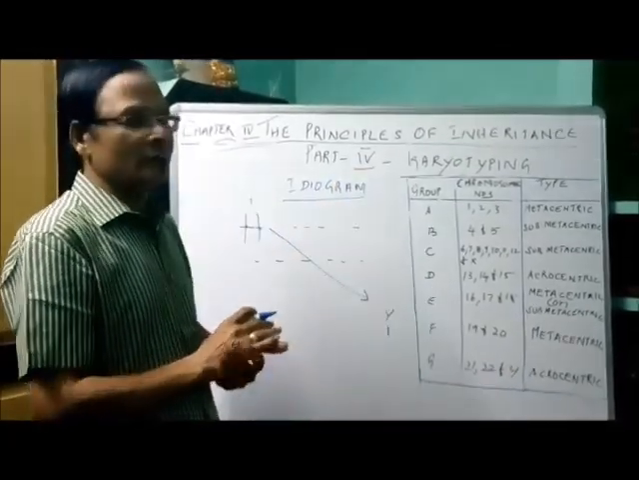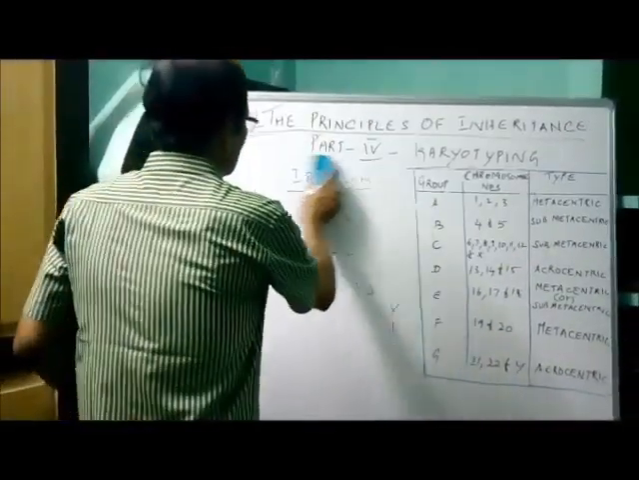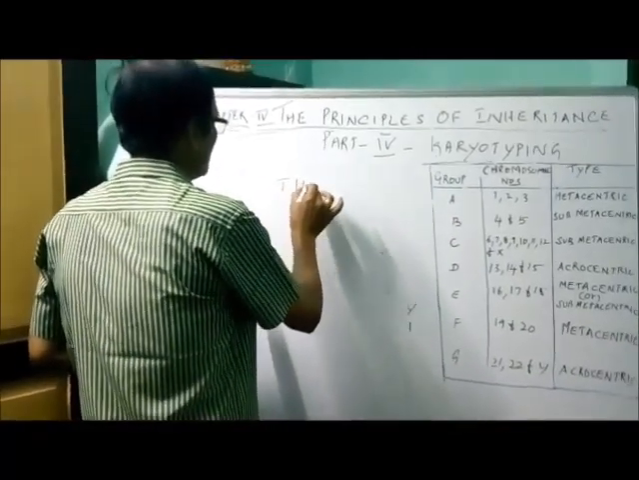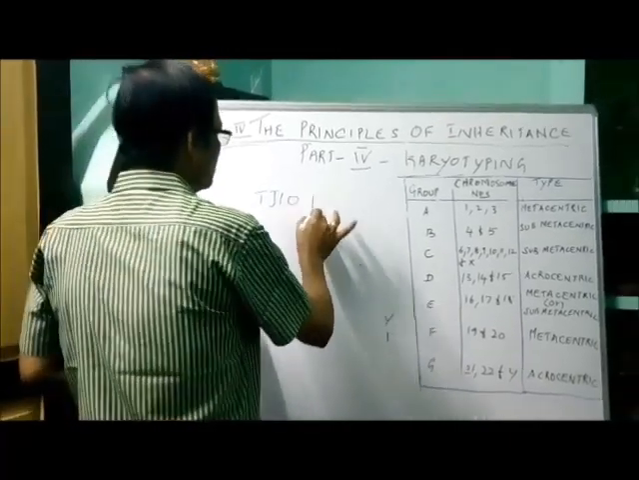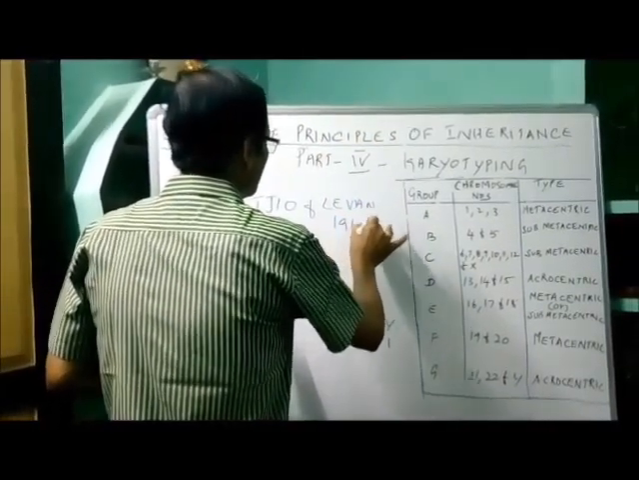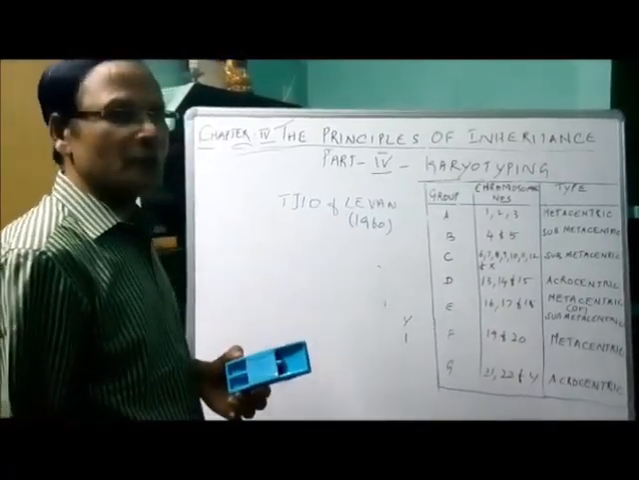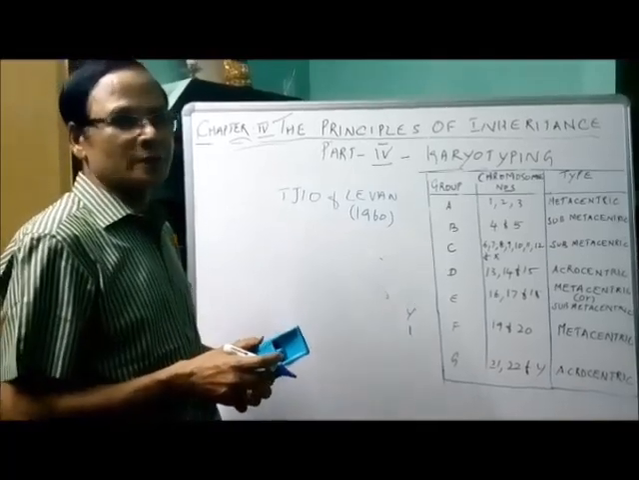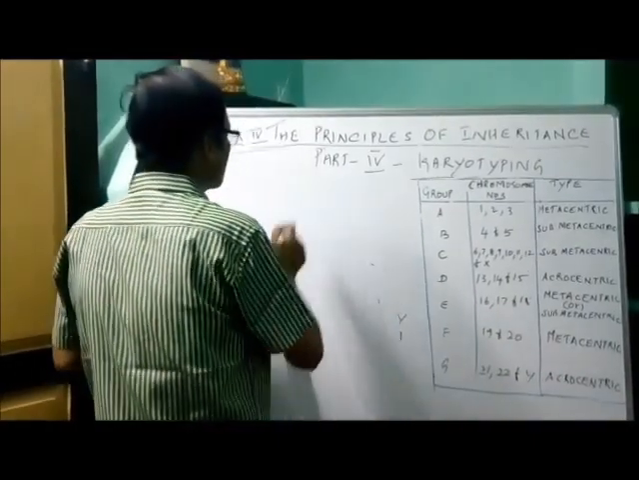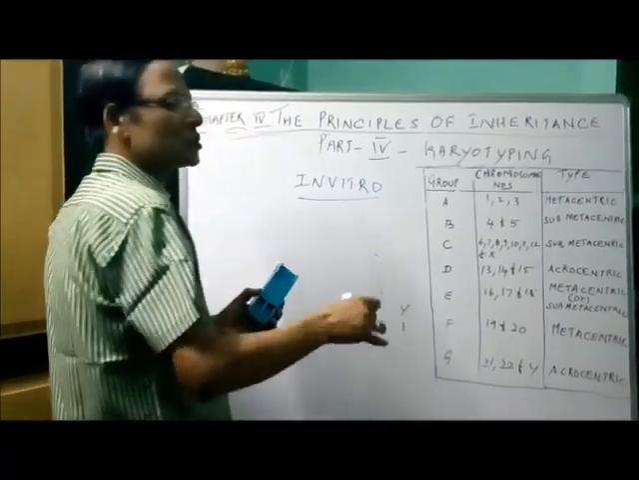How to make karyotyping? Two persons did the method of karyotyping in humans. One person, Gio, and another person, Leben. In 1960, they made the karyotyping of human chromosomes. What they did was collect the lymphocytes from the blood cells and culture the lymphocytes in vitro. In vitro means outside the body, in a culture medium.